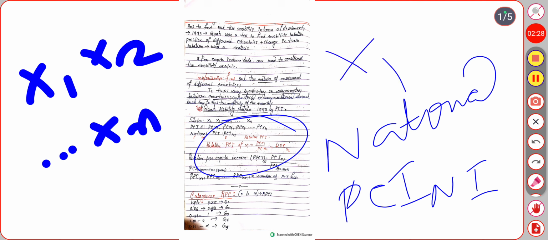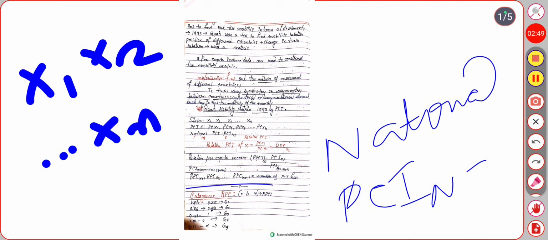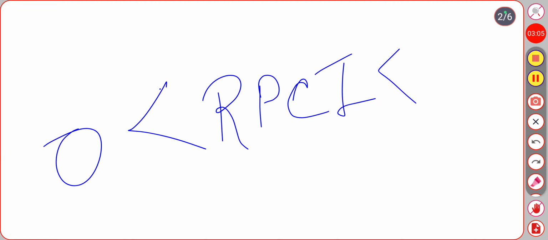Here x1 is considered as a country, and the relative per capita income is also a ratio of per capita income of country 1 divided by per capita income at the global level. So in this way we can get different countries' relative per capita income. According to that we can say that the relative per capita income is in between 0 and infinity.